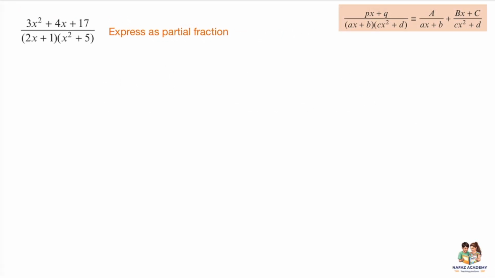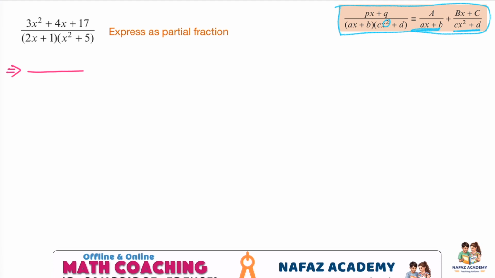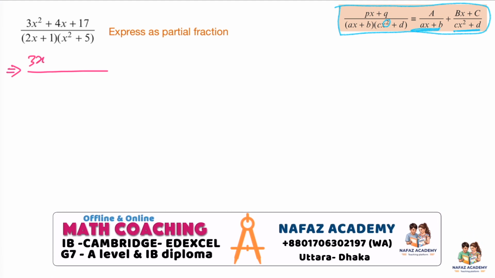This is Napas speaking. There is another problem, partial fraction. Look, it is square. The factor is square, x square plus 5. So there is a rule. Look at the right top corner. We have to use these rules to find out the partial fraction. No problem, it is very much easy.